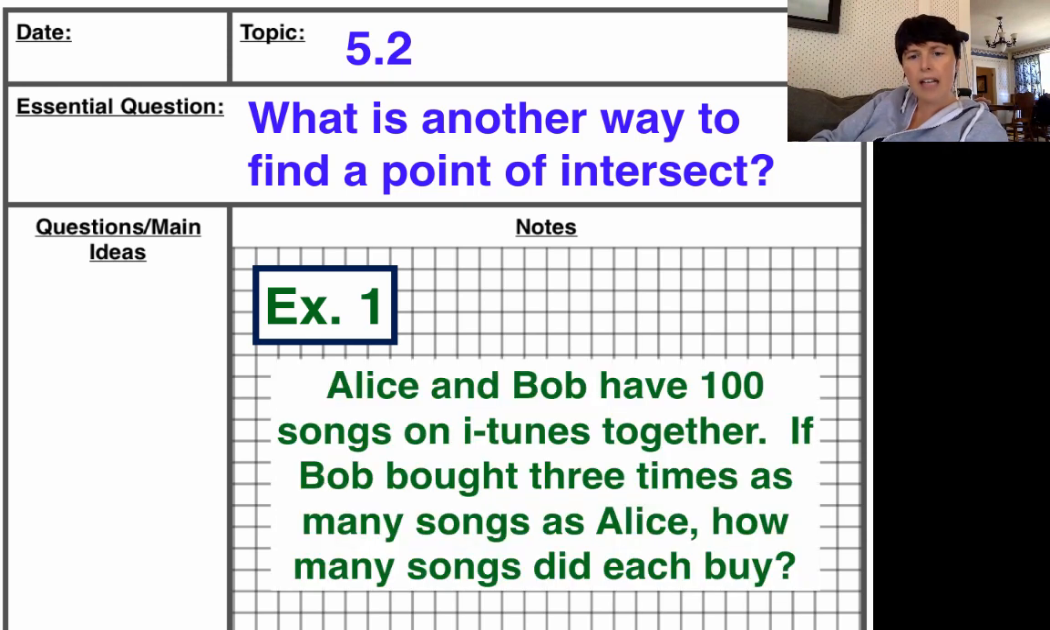Our story is about Alice and Bob. And Alice and Bob have 100 songs on iTunes together. If Bob bought 3 times as many songs as Alice, how many songs did each buy? Sounds like a really traditional math question, to be totally honest. But the reason I'm using this one is because it's a fairly simple problem.